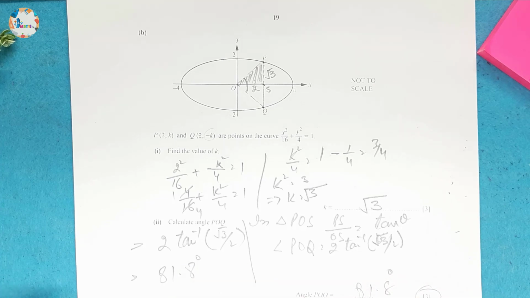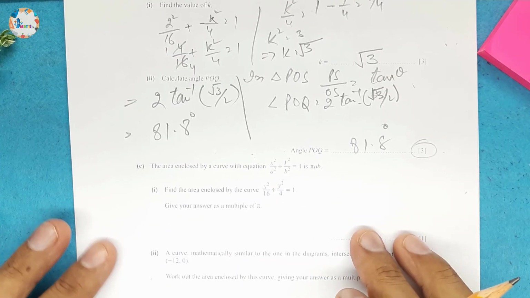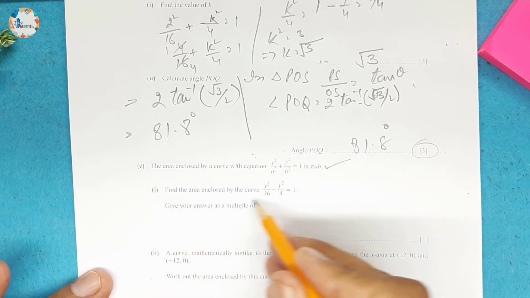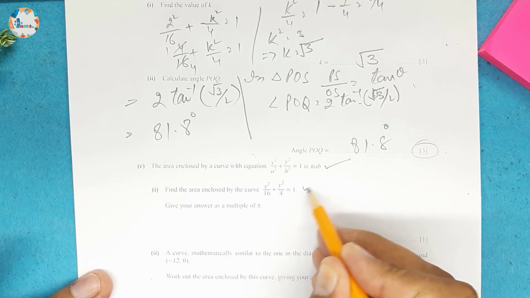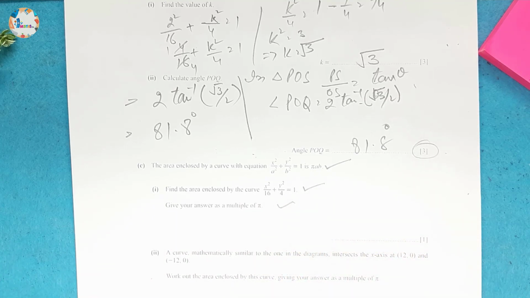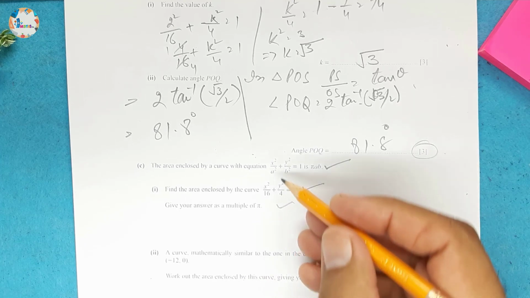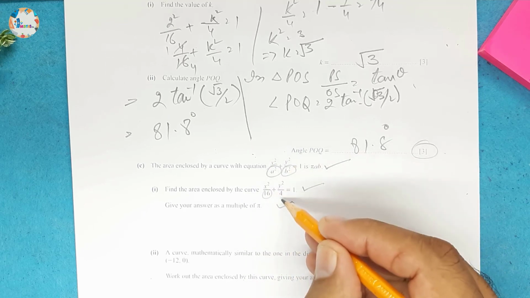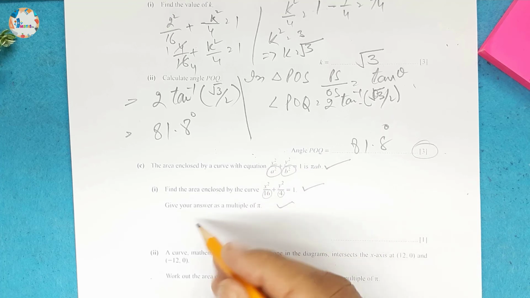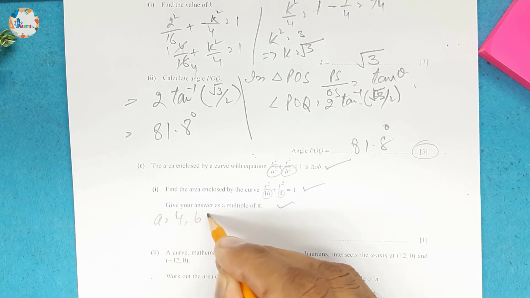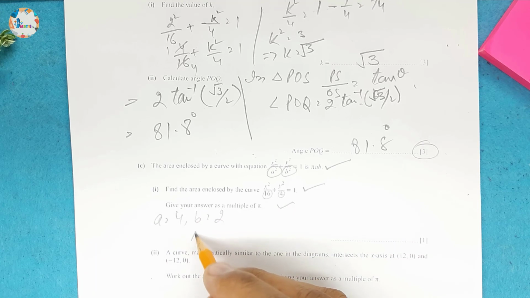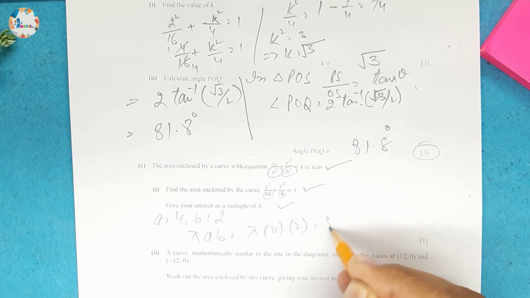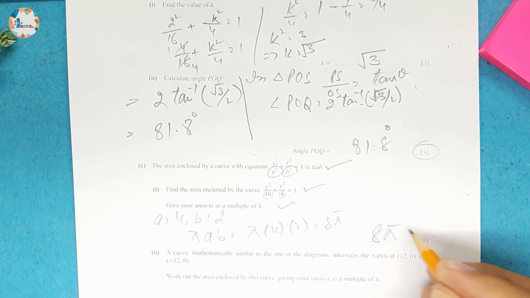So 81.8 degrees will be the answer. This is done. The area enclosed by the curve with equation, this is pi AB. Find the area enclosed by this one. Give your answer in terms of pi. From this equation we can figure out that A is the root of this one, which is 4, and B is the root of this one, which is 2. So A is equal to 4, B is equal to 2. So pi AB will be pi into 4 into 2, which is equal to 8 pi. So the answer will be 8 pi.